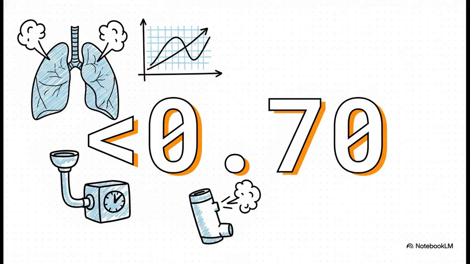And here it is, the golden number. This is what you need to remember. To diagnose COPD, you have to use spirometry, and you're looking for one specific thing, the ratio of FEV1 to FVC. If that ratio is less than 0.70, after the patient uses a bronchodilator, you have your diagnosis. That post-bronchodilator piece is absolutely critical. It proves the obstruction isn't reversible, that it's fixed. And that is the hallmark of COPD.